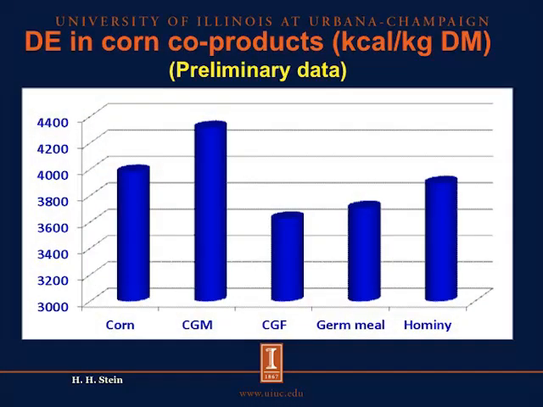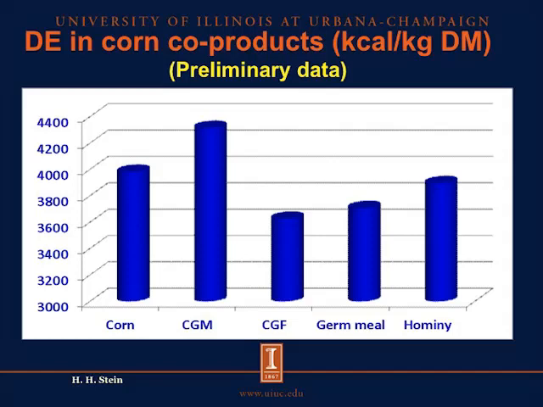There are not many data on the concentration of energy in corn co-products, but some preliminary data from the University of Illinois for the concentration of digestible energy in corn co-products are illustrated in this slide. And we can see here that corn gluten meal contains more energy than corn. On the other hand, corn gluten feed and corn germ meal contain less digestible energy than corn, and hominy feed contains almost the same amount of digestible energy as corn.